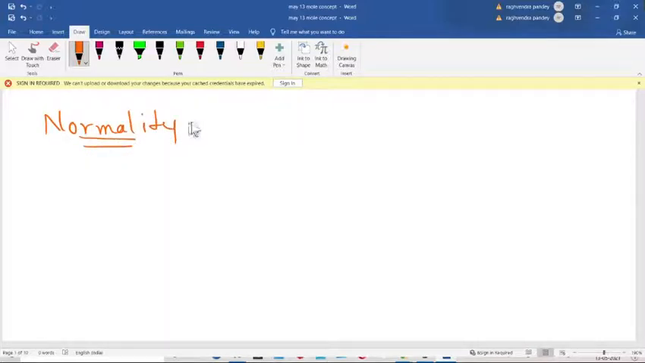Normality. So normality is what? Normality is molarity into F. This is the definition which will work in numericals. This F I told you in the previous lecture when we were talking about acid and base. So that is this F.